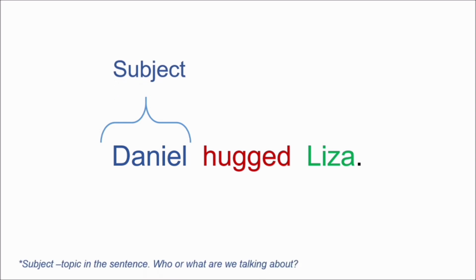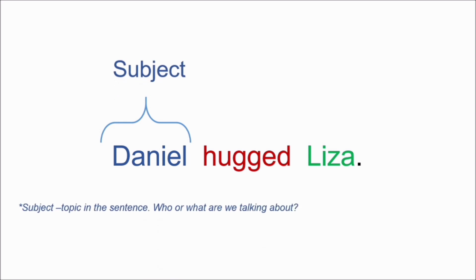Now, let's try to look at our sentence here. Daniel hugged Liza. In this sentence, Daniel is our subject. When we say subject, it is the topic in the sentence. It answers the question, who or what are we talking about? Okay? So if I'm going to ask you, who are we talking about in the sentence? It is actually Daniel. We are talking about Daniel.